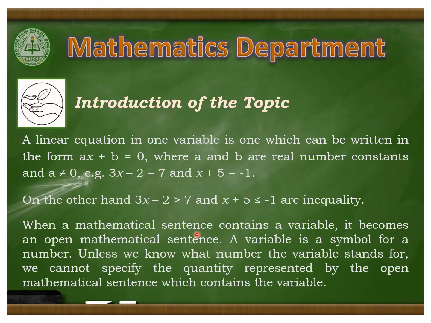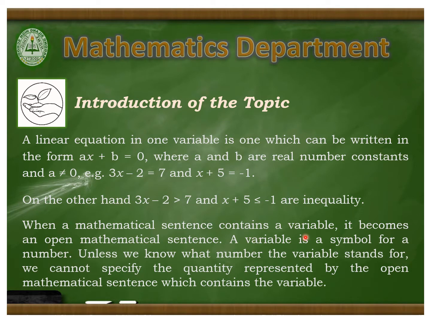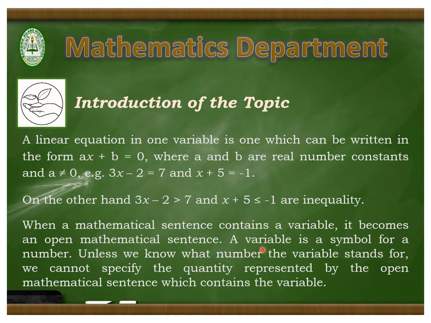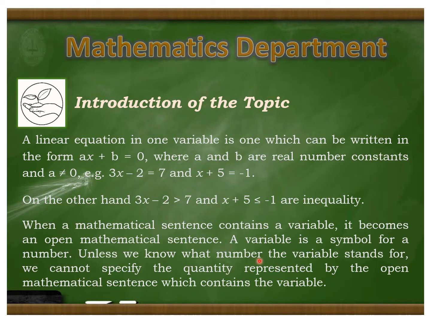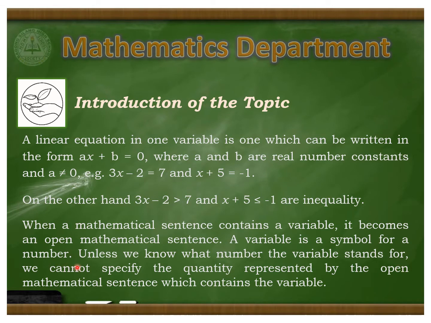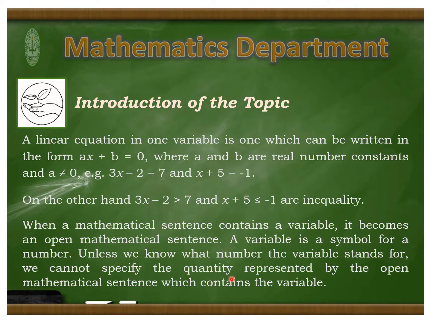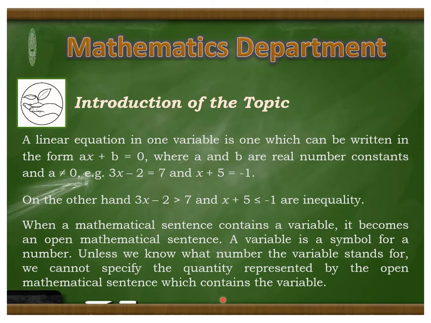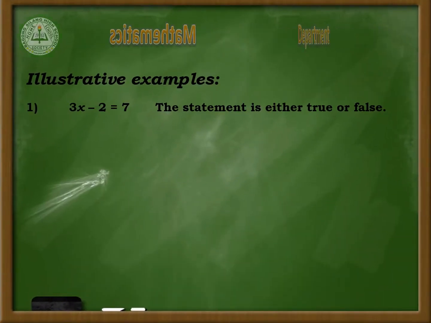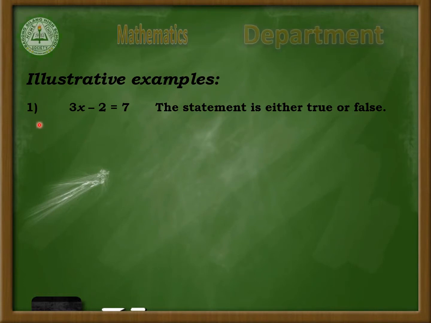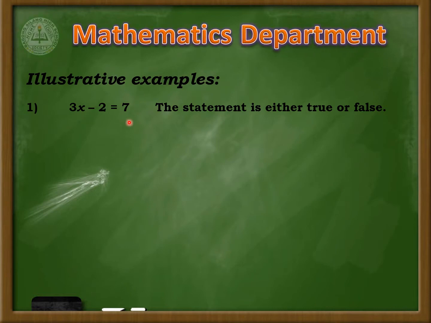When a mathematical sentence contains a variable, it becomes an open mathematical sentence. A variable is a symbol for a number. Unless we know what number the variable stands for, we cannot specify the quantity represented by the open mathematical sentence, which contains the variable. Let's have an example of an open mathematical sentence. Let's have number 1. 3x minus 2 equals 7.